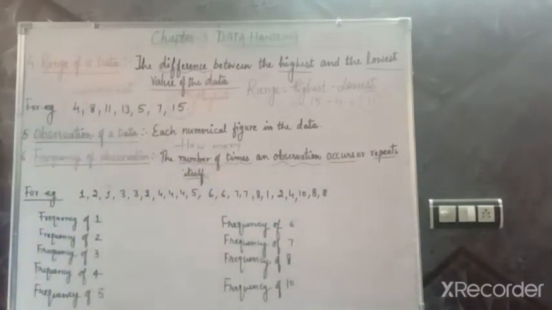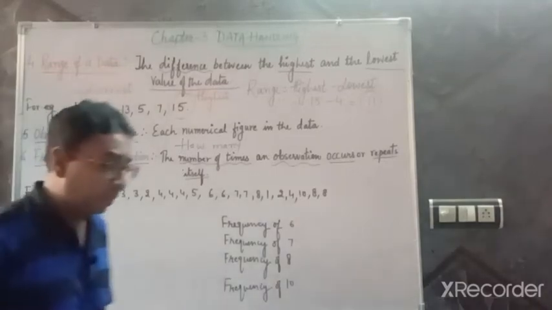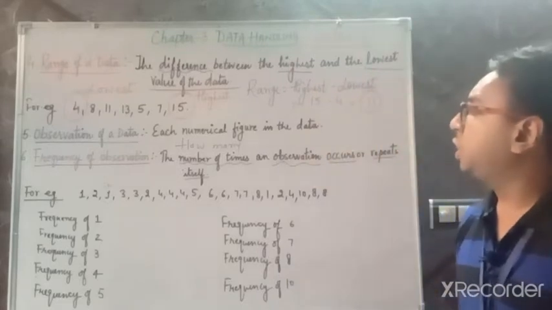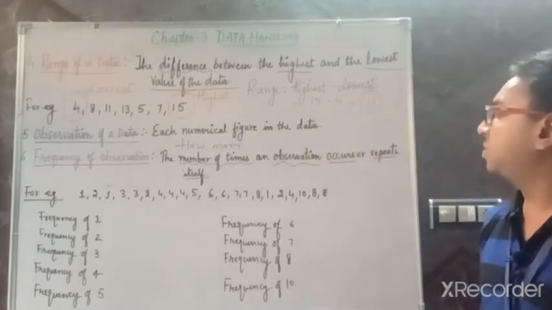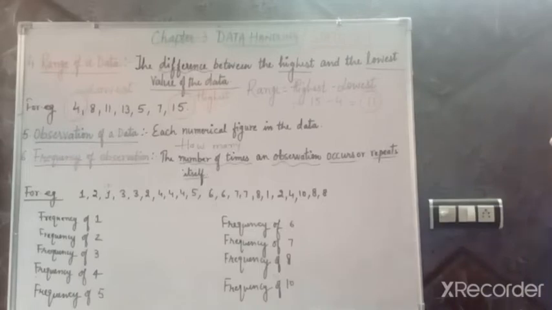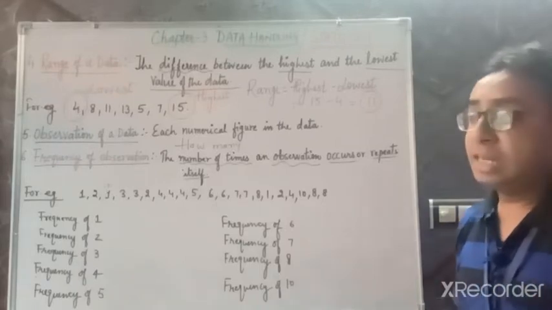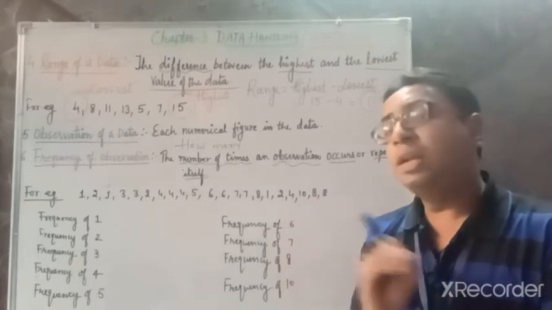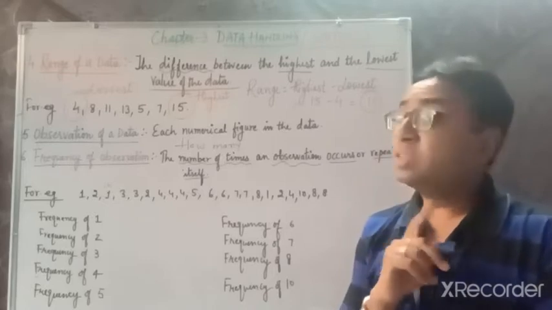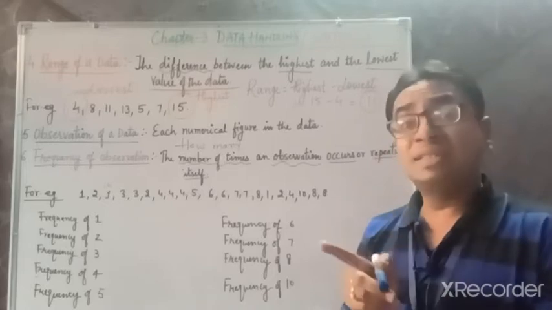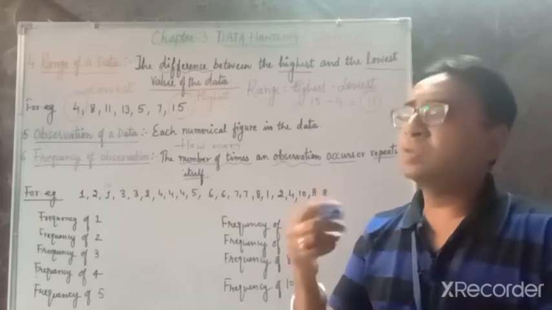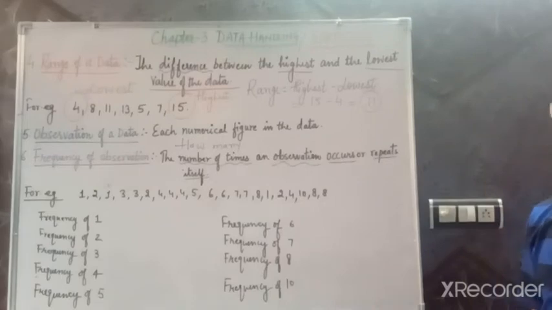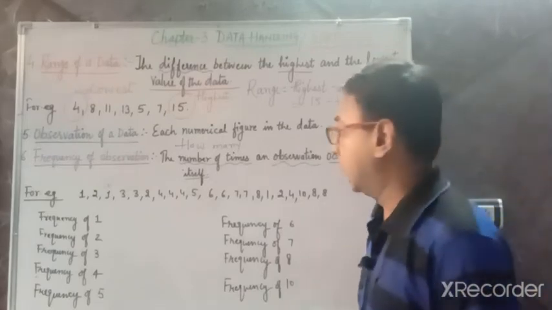Let's see this particular example, a very interesting example. 1, 2, 1, 3, 3, 2, 4, 4, 4, 5, 6, 6, 7, 7, 7, 8, 1, 2, 4, 10, 8, 8. First of all, I told you yesterday also that any given data, convert that data first into an array. What is an array? Arranging the data in an ascending or descending order. It depends upon you. You want to start from higher to lower or lower to higher. First of all, I'll arrange this given data into an array.